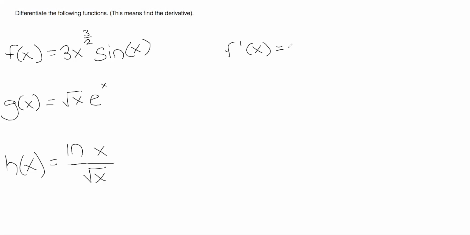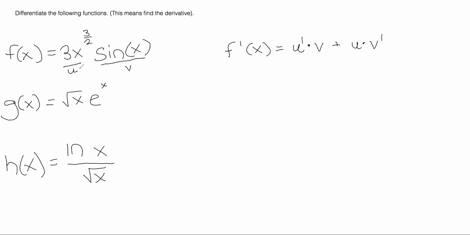We want to use not only the power rule, but also the product rule, because we have a first function and a second. If we call the first function u and the second function v, then the derivative using the product rule is going to look like this. We take the derivative of the first, u prime, and multiply that by the second function. Then we add that to the first function times the derivative of the second, v prime.